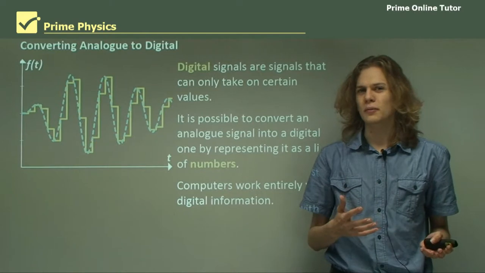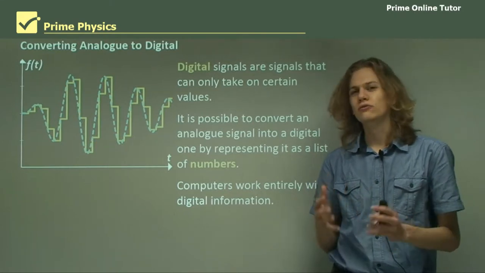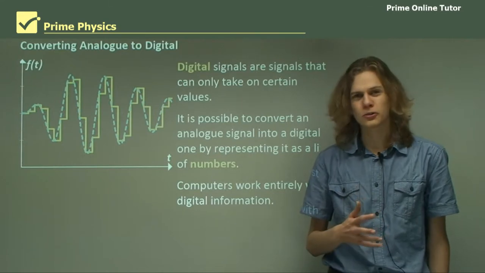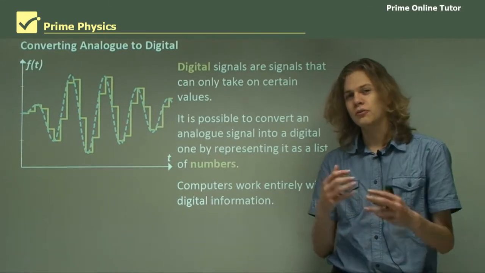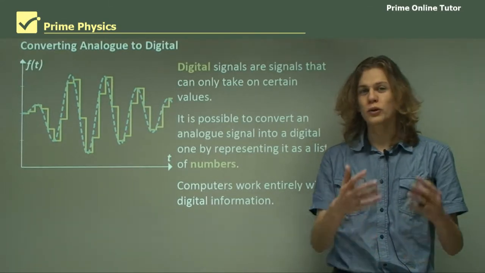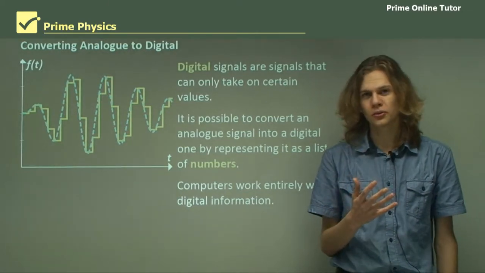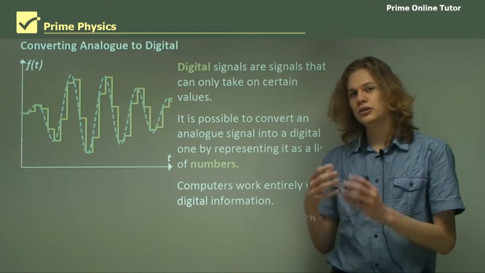Computers work only with numbers, so they only work in digital information. Computers cannot process analog signals. So if we want to feed something into a computer or reproduce a sound from a computer, we need to change it from an analog signal into a digital signal.